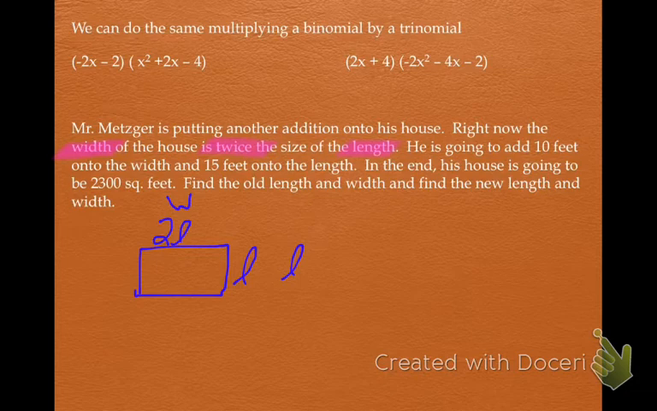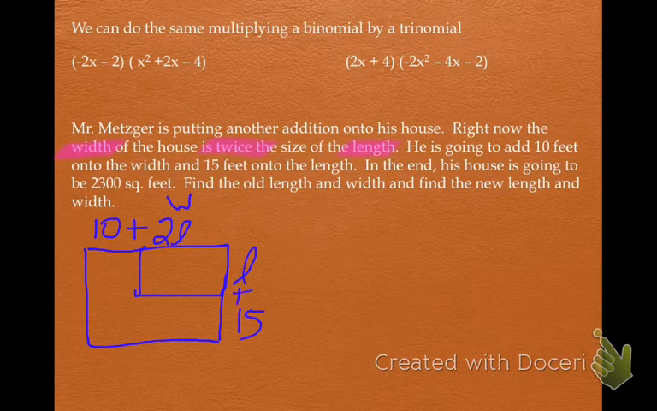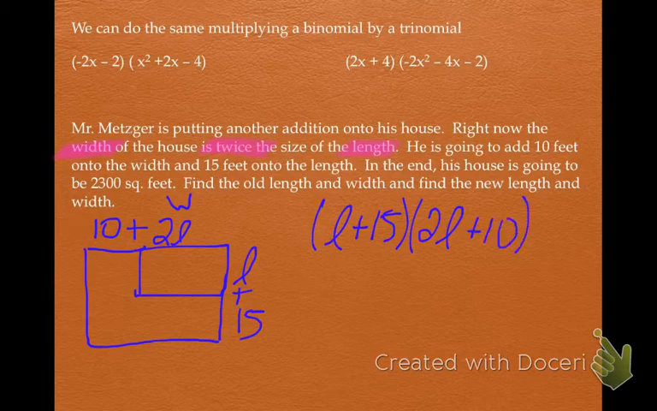The addition onto my width is going to be 10, so I'm going to extend this out 10 feet. Then onto my length is 15 feet. I'm going to box that in, so I'm putting on an L-shaped addition. Again, I'm adding these on. So the formula for my area is length times width. My length is L plus 15, and I multiply that by 2L plus 10. This is the area, so that's going to equal 2,300.